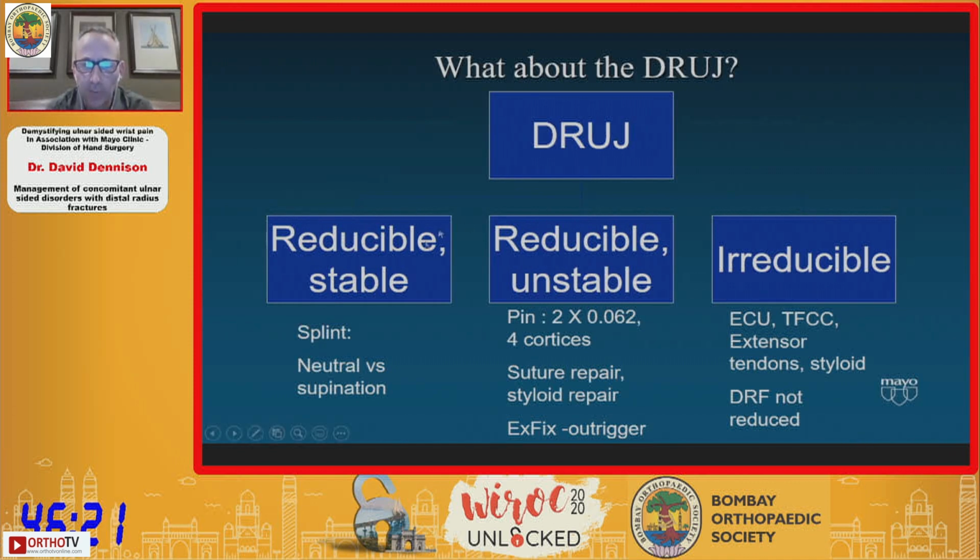If it is unstable, we have some other things we can talk about: pinning the bones together, or suture repair, or styloid repair, or an X-fix if you really want to get into that. And if it's not reduced or irreducible, you need to get the things in the joint out of the joint, or again, make sure the radius is reduced. Otherwise, you won't ever get to the right goal.